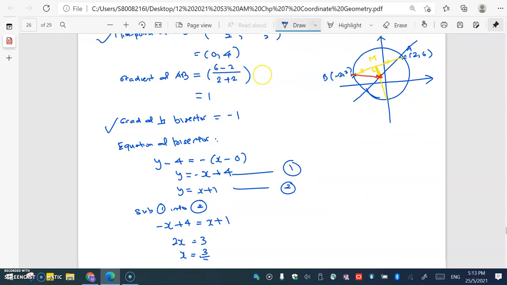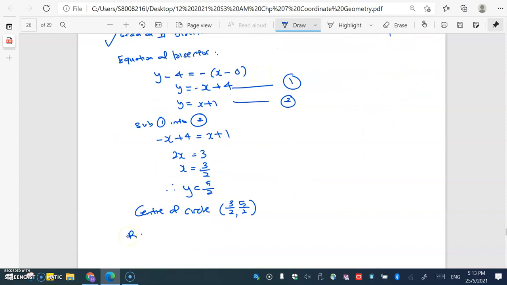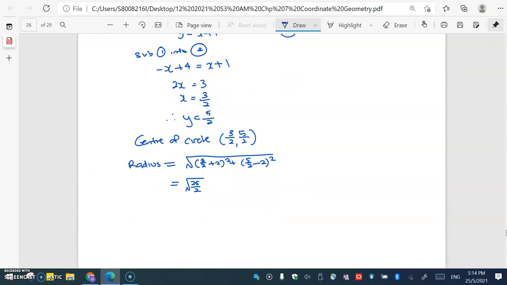So let me go find the distance. So radius, I know to find the radius is the distance, so I can take 3 over 2 minus negative 2, plus 5 over 2 minus 2, squared. So this will then give me square root 25 over 2. Well, is it necessary to actually go and square it out and then leave it in decimal places?